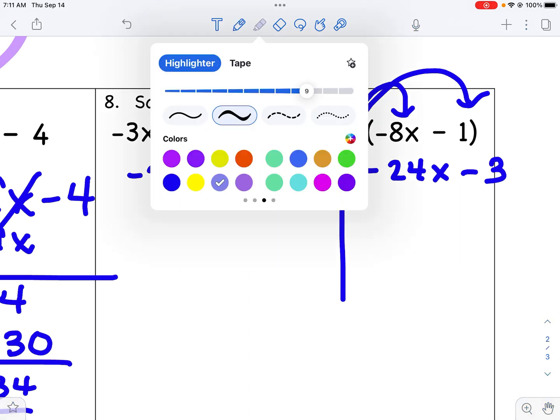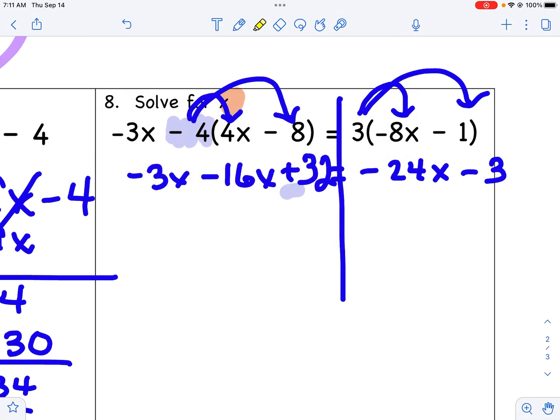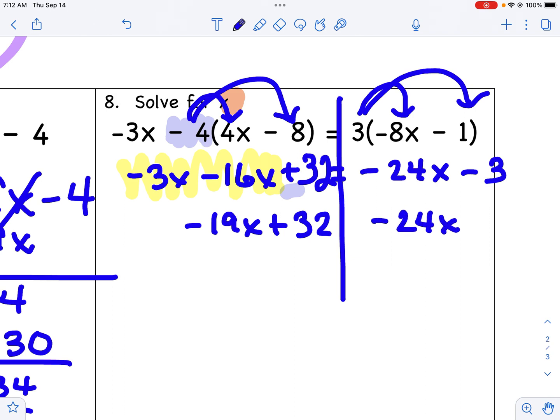Now, we have combining like terms, because what you should be able to see here is I have an x and I have another x, so we can combine like terms. So 16, 17, 18, 19, I'm at negative 19x plus 32, and it still equals minus 24x minus 3. So now I'm ready for, there are variables on both sides. I believe I'm going to choose to do the 24 first. So I'm going to add 24x's to both sides.